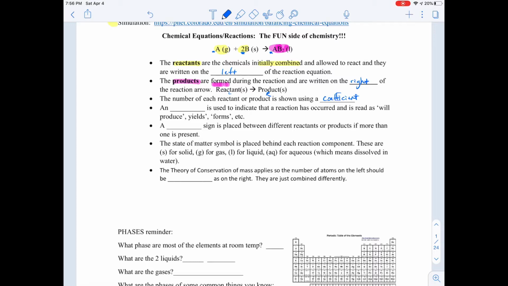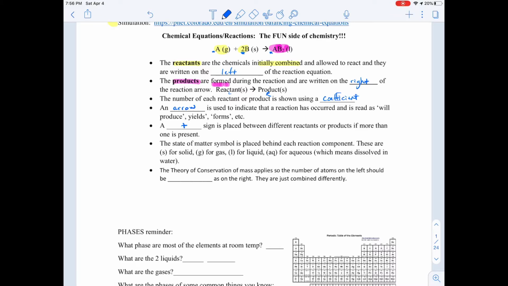And an arrow is used to indicate that the reaction has occurred. And this is just really simple stuff here, an arrow. So that means it's occurred. And if you try and read it out loud, you're going to say either reproduce, like the way I would say this is A as a gas plus 2B as a solid yields AB2 as a liquid. Or I could also say produces or forms, those kinds of words. And then you're going to use a plus sign. That's what you place between the different products and the reactants.